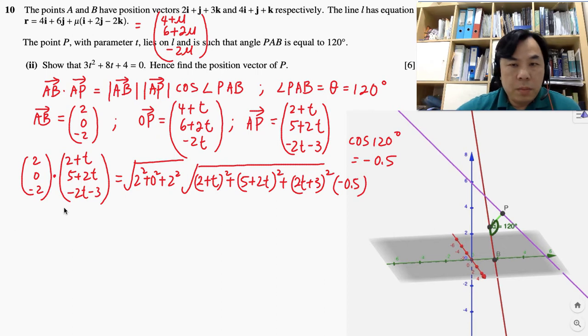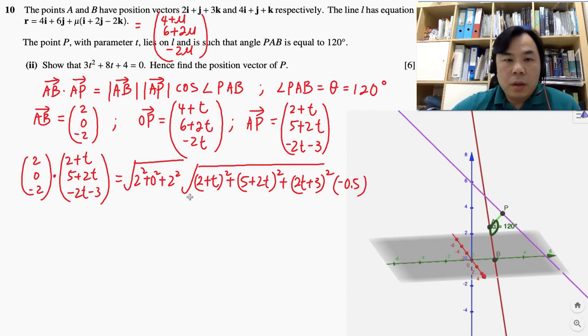Let me erase this so that it's not messy. I hope that is clear at this point. Now all we need to do is just finish up this algebra. From here I have 4 plus 2t. This part is 0, and then next part I will have 4t plus 6. So from here I can simplify. That's actually 2 root 2. So multiply with this is negative root 2.